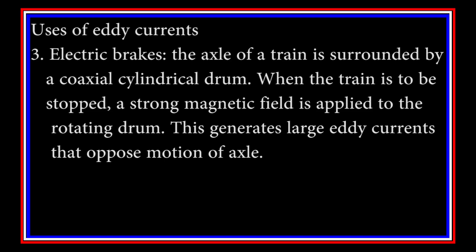When the train is to be stopped, a strong magnetic field is applied to the rotating drum. This generates large eddy currents that oppose motion of the axle. 4. Speedometer. Eddy currents are used in speedometers.